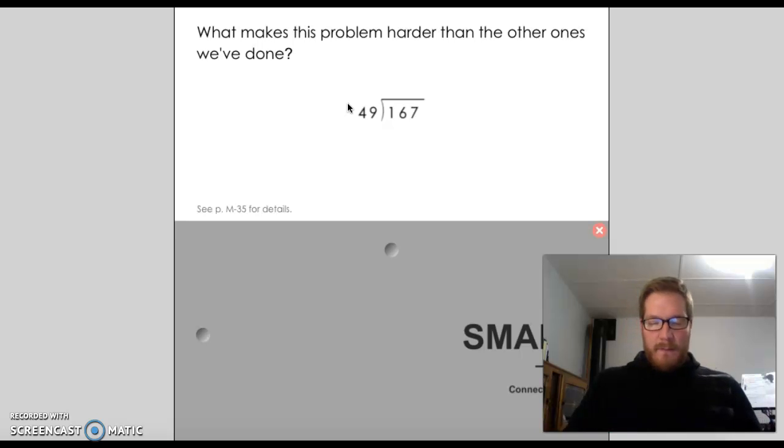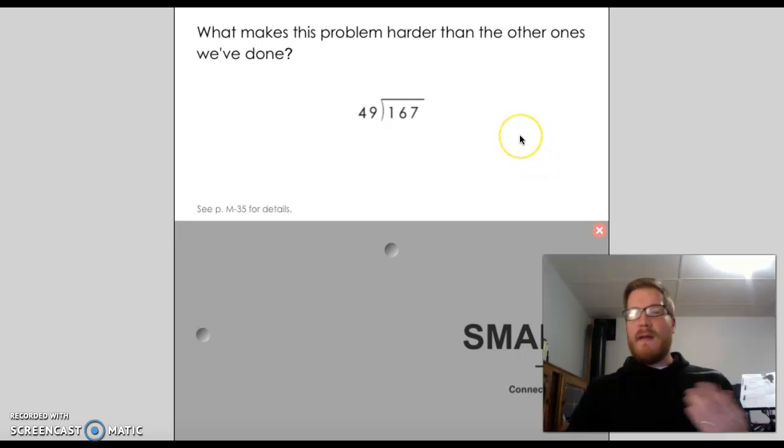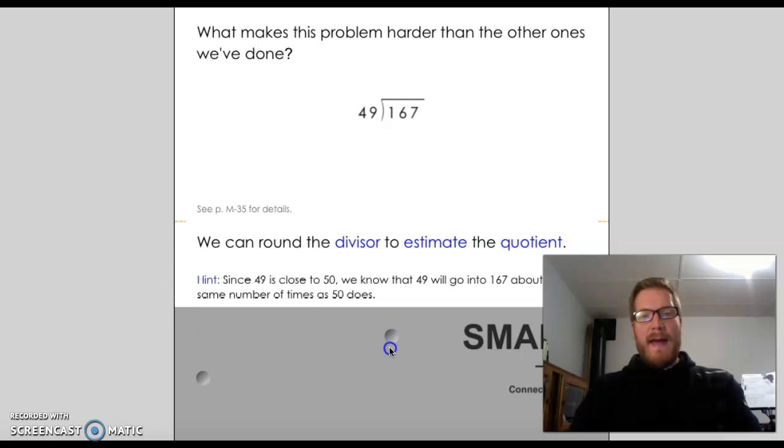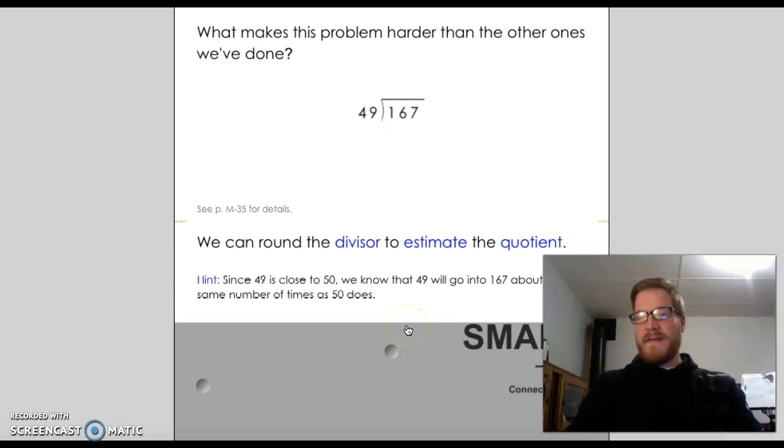Now, moving on, you see this problem 49 into 167. The question at the top says, what makes this problem harder than the other ones we've done? Well, it's the fact that the divisor is not a multiple of 10, right? So 49, that number does not end in a 0. That makes it a little bit trickier. Now, we can actually just round the divisor to estimate the quotient, because this lesson's all about rounding and estimation and figuring out what's going to be a reasonable answer, okay?